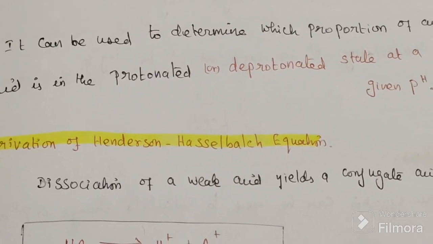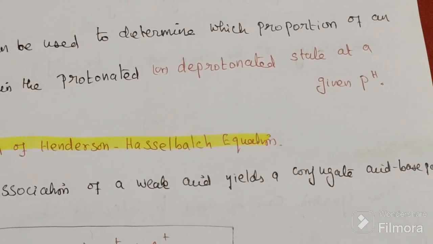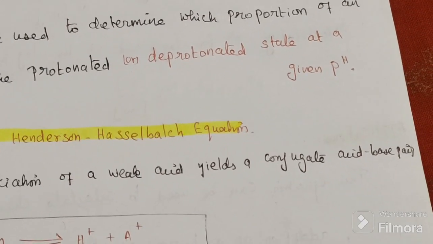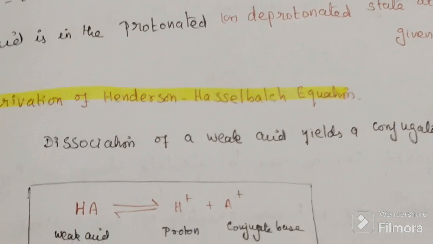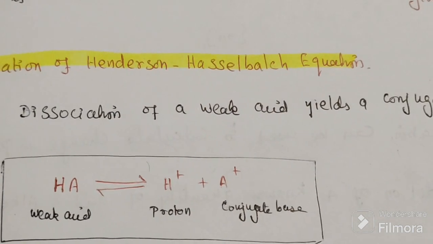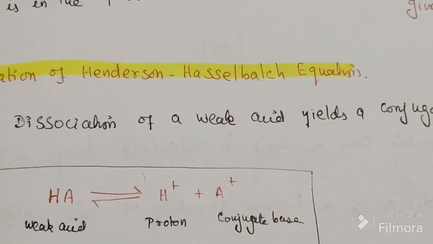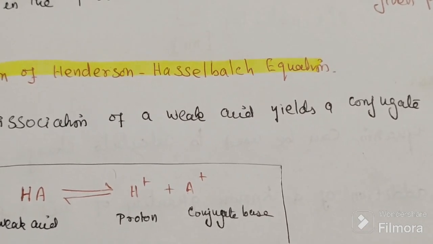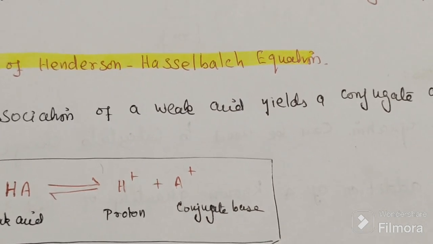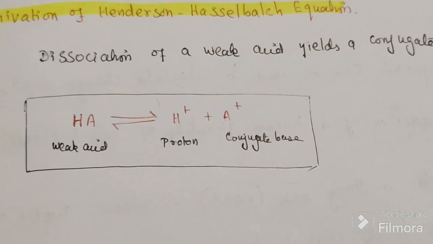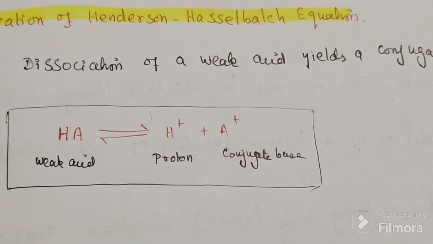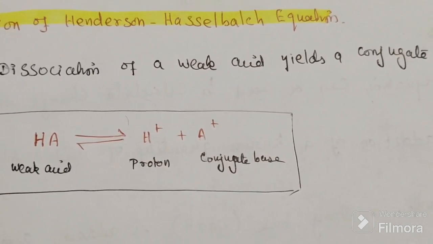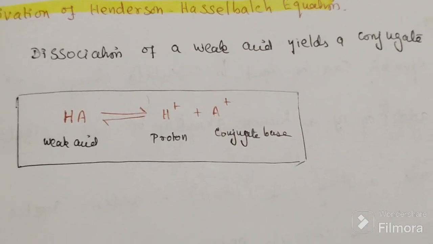Dissociation of a weak acid yields a conjugate acid-base pair. So here HA is the weak acid. It dissociates into protons plus conjugate base. It is a reversible reaction. So the weak acid dissociates to form protons and conjugate base. It is a reversible reaction.